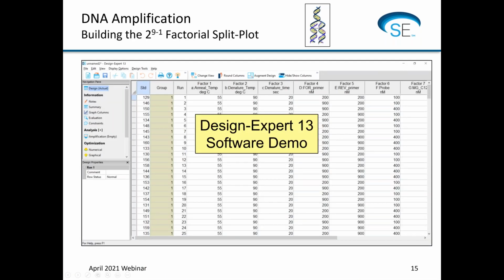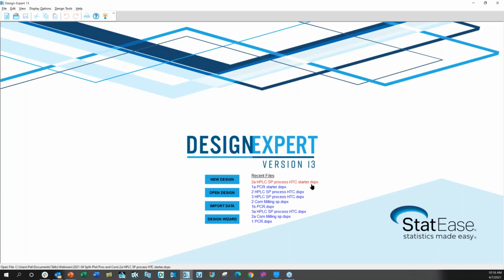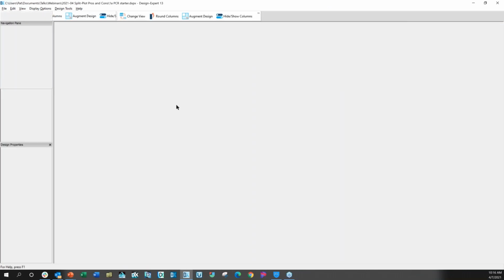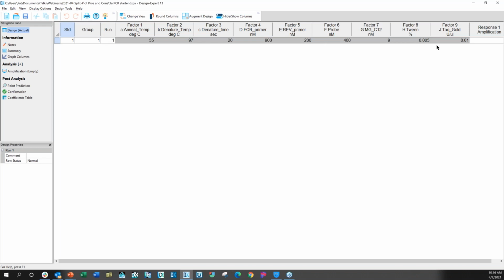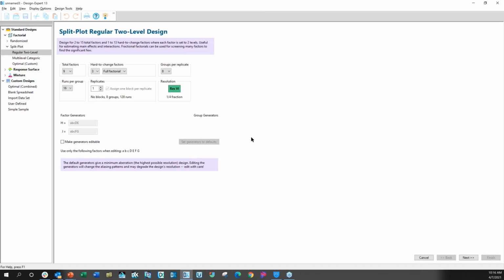Okay, so let me show you how you do this using Design Expert software. I'm just going to switch to Design Expert. And to save time during the presentation, I'm not going to do all the typing. I'm going to read in just a little dummy file that has the names of the factors and their levels, so I don't have to type that in. Okay, but otherwise, you'd be starting with a new design. I'm just going to tell it to reuse the names of the factors.